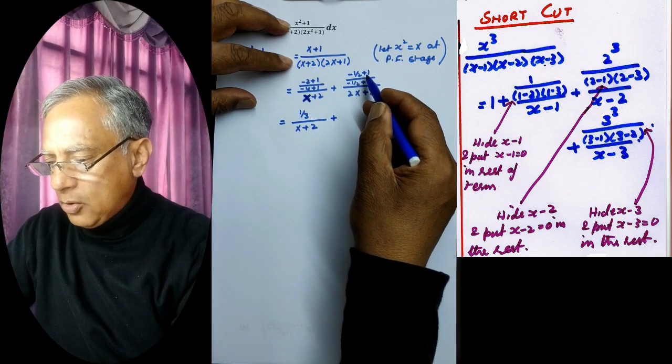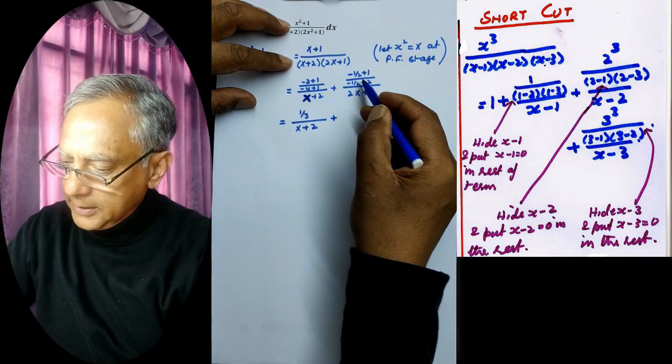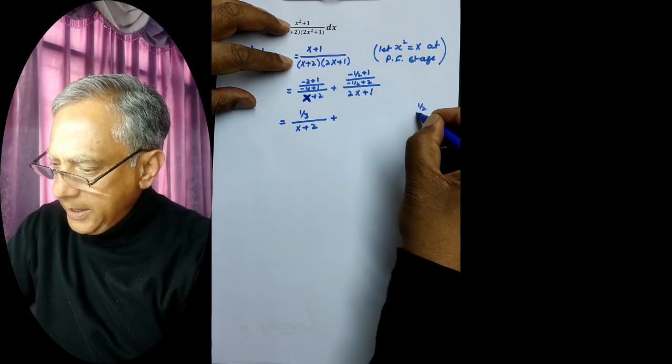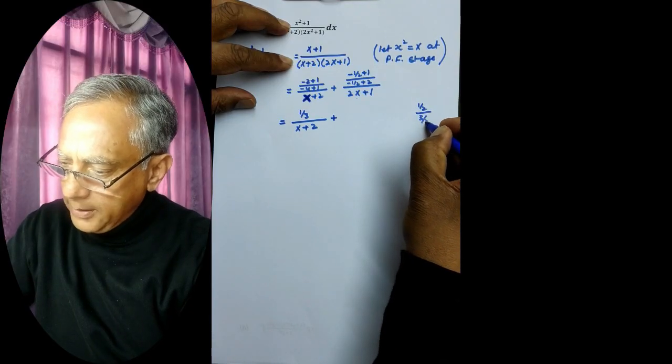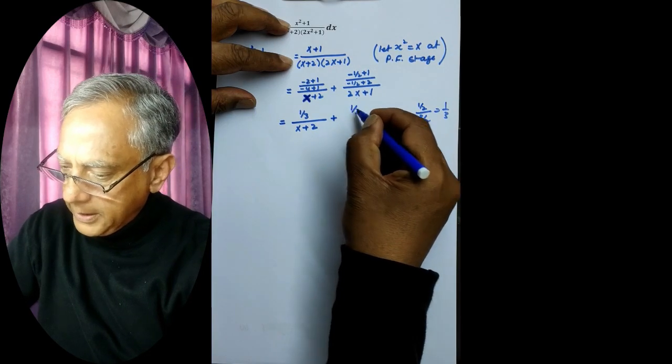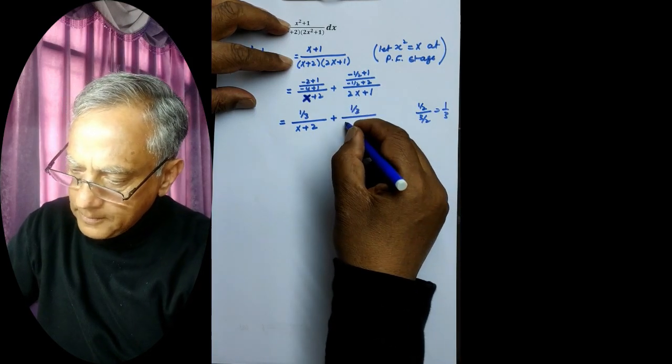So the denominators on both these will cancel. This will be 1 by 2 over 3 by 2. So this is equal to 1 by 3. 1 by 3 whole divided by 2x plus 1.